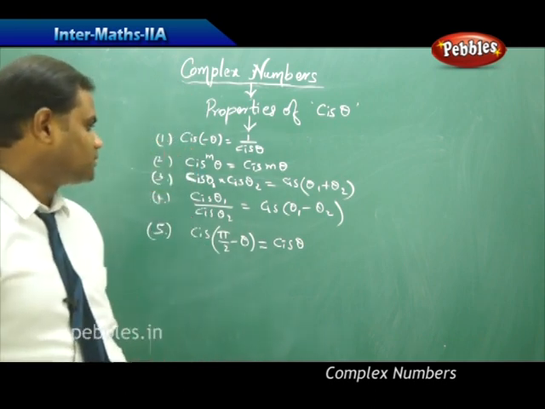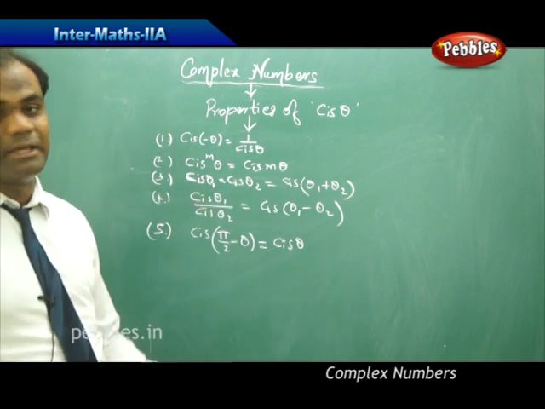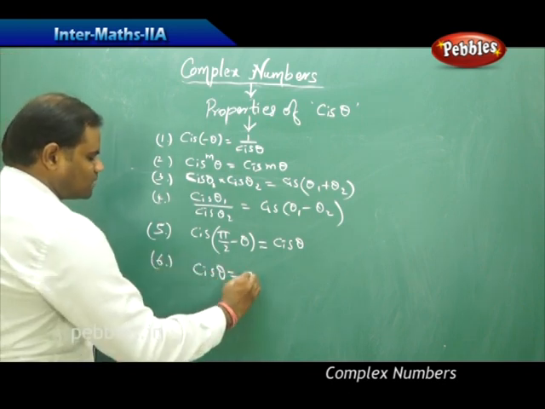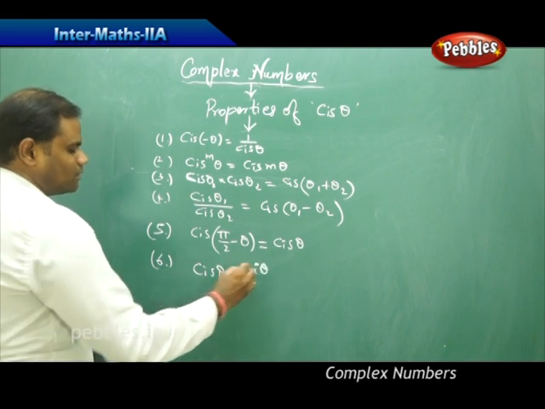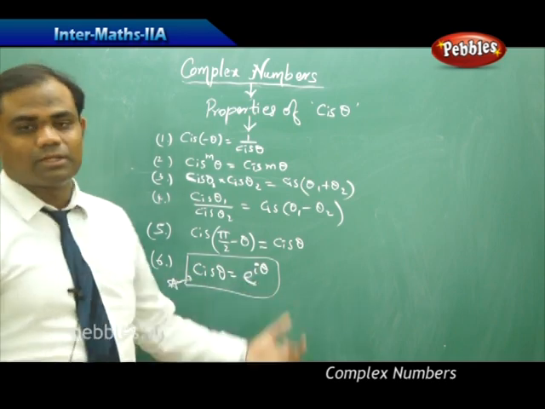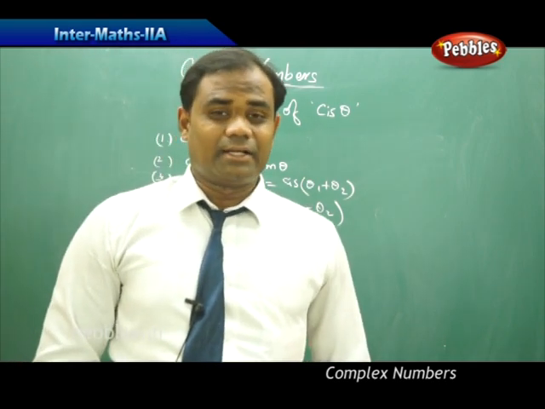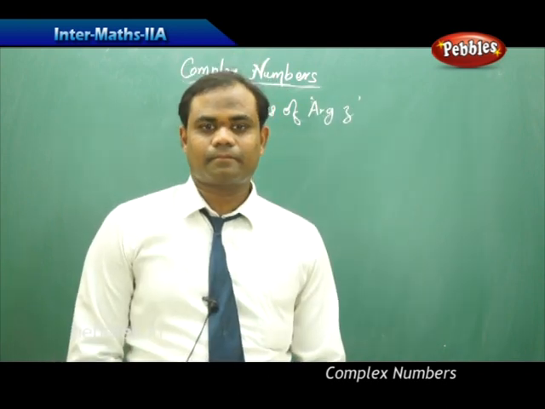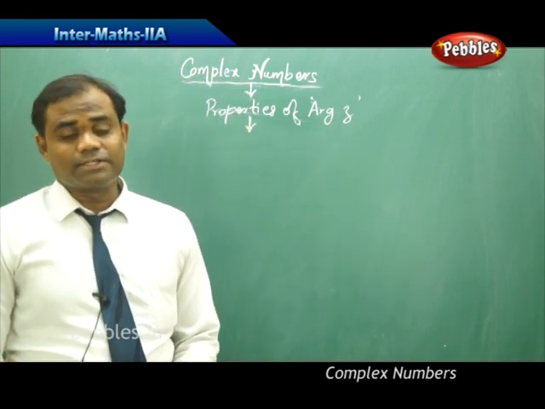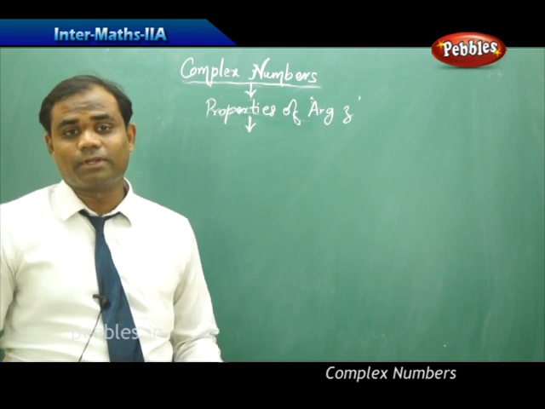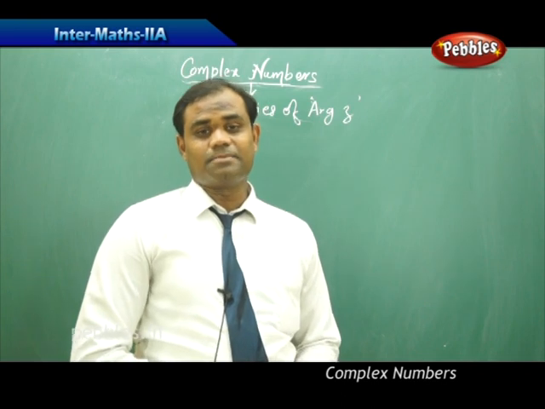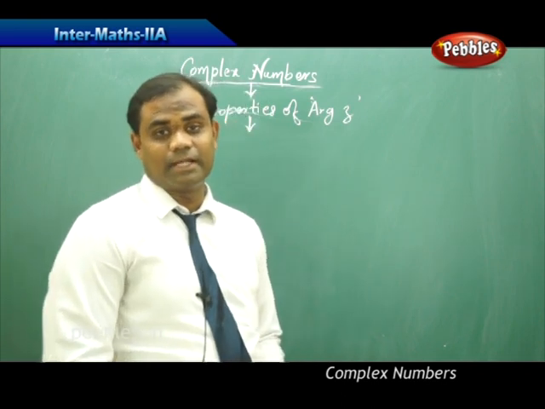These are the basic properties which connect with cis theta. There's another property which says that cis theta is e to the power i theta, which we learn in future classes. It is very important, but we learn how the exponential and cis are connected with each other in the next sessions. Now that we have discussed the various properties of cis theta, or the polar form, let's see the properties of the argument of z, that is the principal amplitude of the complex number z.